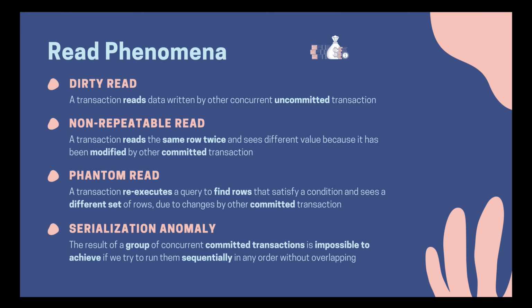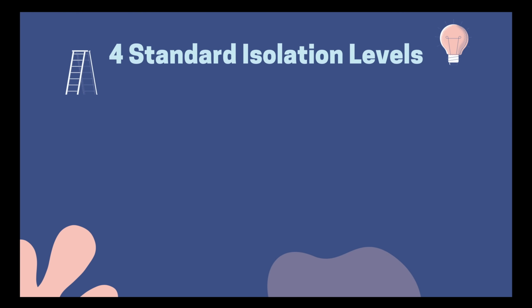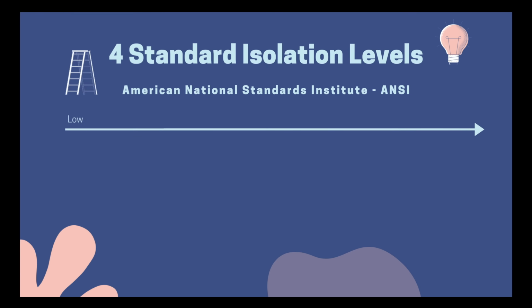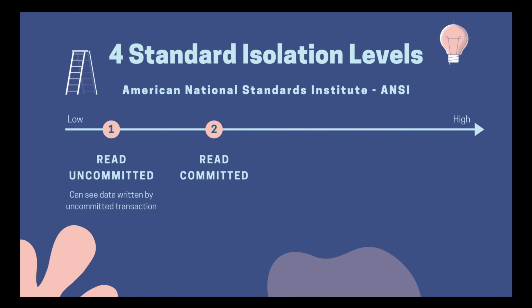Now, in order to deal with these phenomena, 4 standard isolation levels were defined by the American National Standards Institute, or ANSI. The lowest isolation level is read uncommitted. Transactions in this level can see data written by other uncommitted transactions, thus allowing the dirty read phenomenon to happen. The next isolation level is read committed, where transactions can only see data that has been committed by other transactions. Because of this, dirty read is no longer possible.